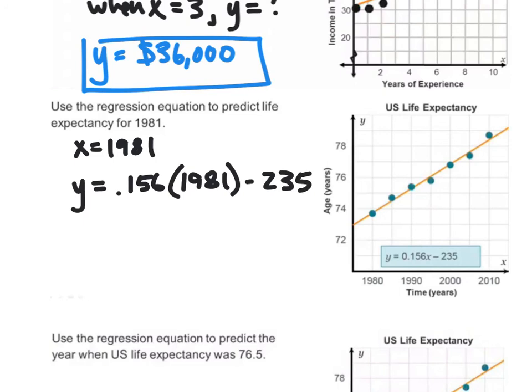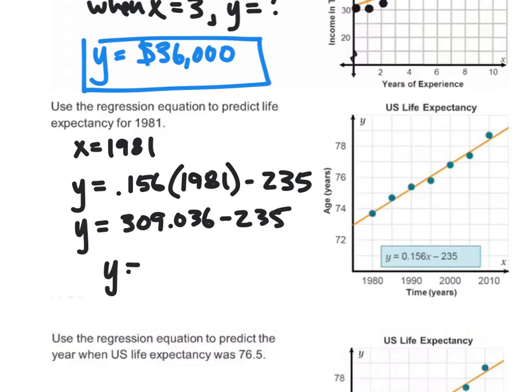So if I take 1981 times 0.156, that's going to give me a value, so y equals 309.036. And then I'm going to subtract off 235 from that, so minus 235, and that's going to give me y equals 74.03.